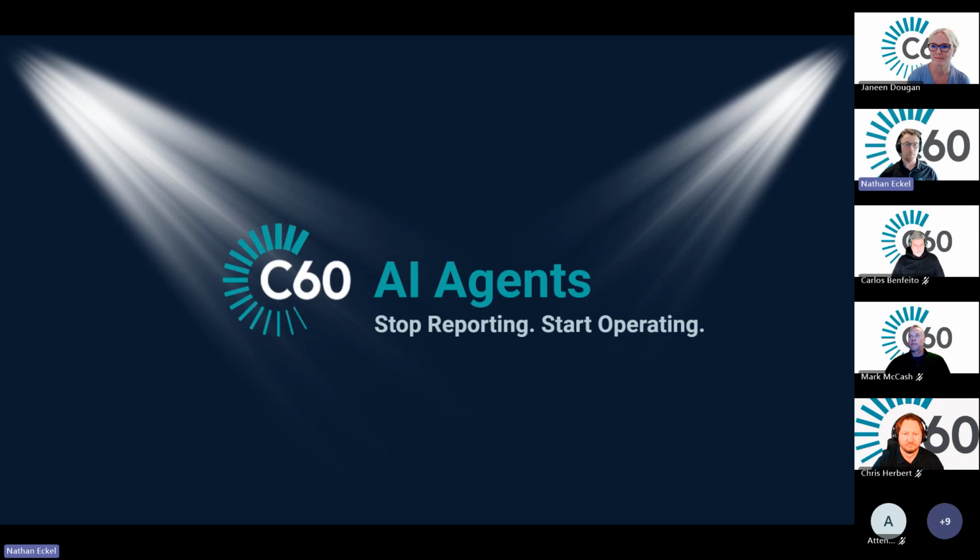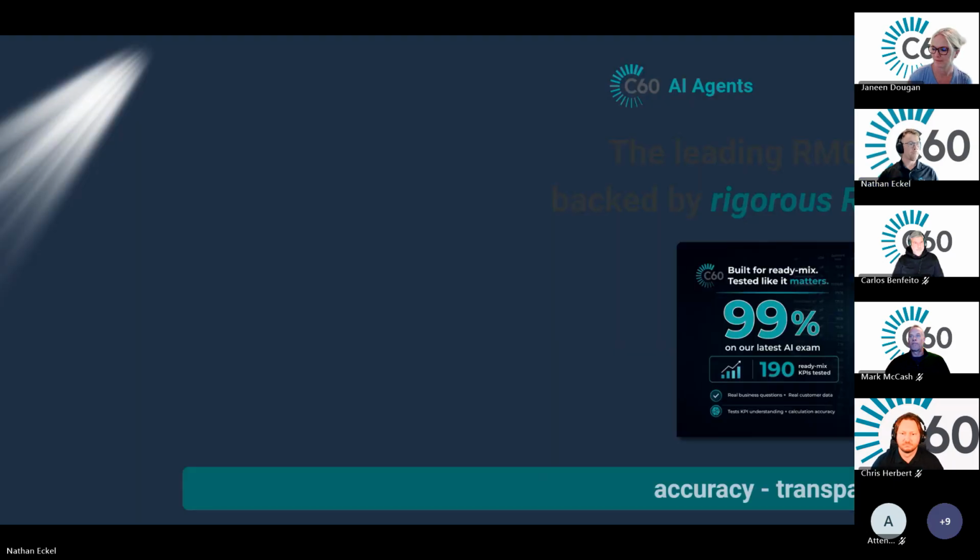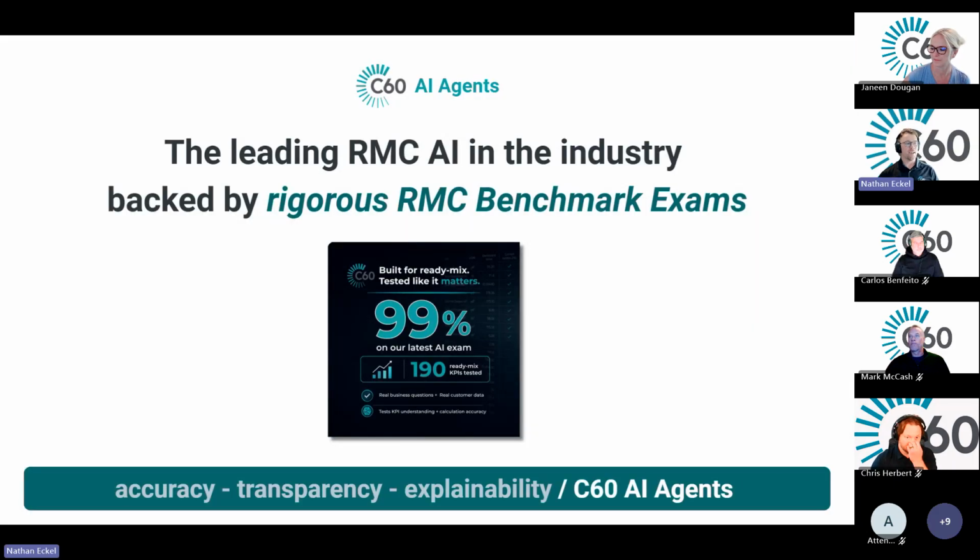Now on to the main topic of today's webinar. We're going to get into the C60 AI agents and some additional AI features that we've embedded into our product. It's all around stopping reporting and starting to operate using that operational data. Our C60 AI agents are the leading RMC AI agents in the industry, backed by rigorous benchmarking. We've tested over 190 different ready-mix KPIs, asking real business questions with real customer data to make sure that our system is fleshed out and giving you insights that allow you to turn that operational data into actionable actions.